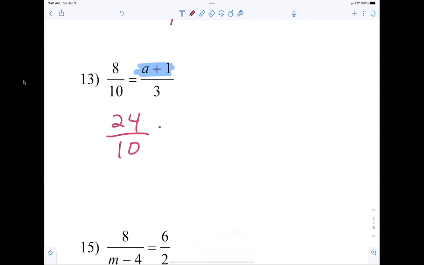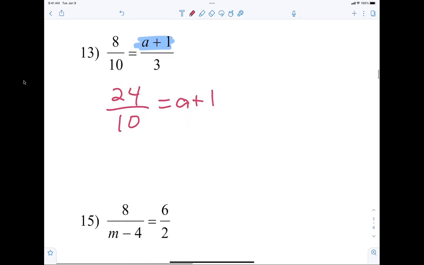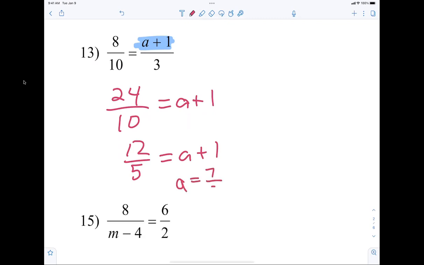When I multiply both sides by 3, that's 24 over 10. But of course, we don't really write 24 over 10. We change that to 12 over 5. So 12 over 5 equals a plus 1. And now I have to subtract 1. And 1 is how many fifths? So a equals, come on, guys, please tell me you can do the fractions, right? Don't sit there with the calculator. If you don't know, let me just show you how simple it is. Anybody have any questions with a equals 7/5?